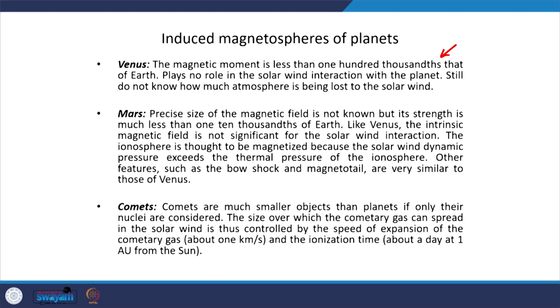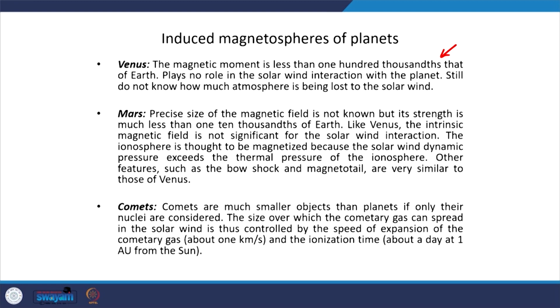Mars, on the other hand, its precise size of magnetic field is not known, but its strength is much less than 1,000th of the Earth's magnetic field. Like Venus, the intrinsic magnetic field is not significant for the solar wind interaction. The ionosphere is thought to be magnetized because the solar wind dynamic pressure exceeds the thermal pressure of the ionosphere. Other features such as the bow shock and magnetotail are very similar to those of Venus.